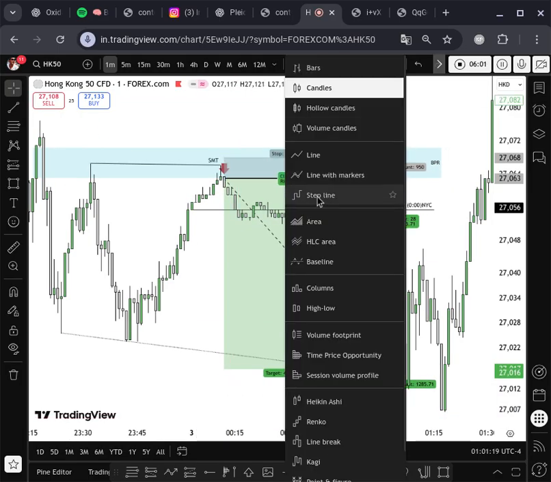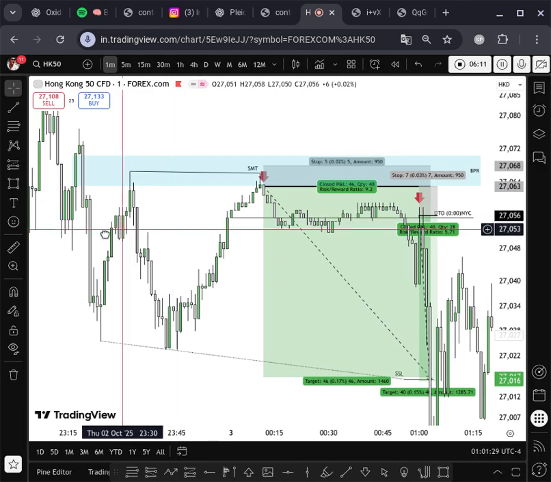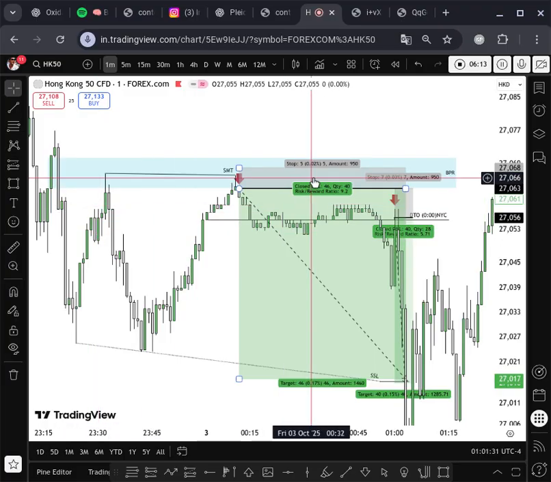I use volume profile, and that's it. We can say time price opportunity and session volume, but I will highlight the DTO lines, and I mark my key levels on candle charts. That's it.